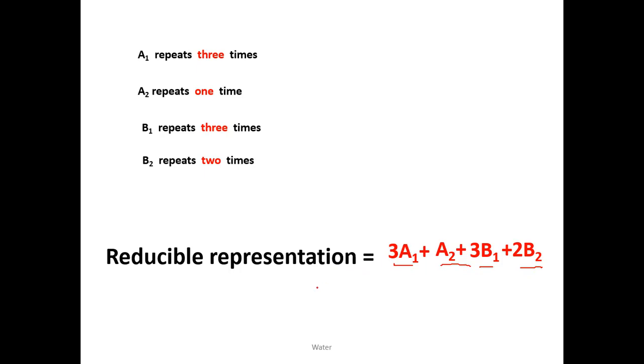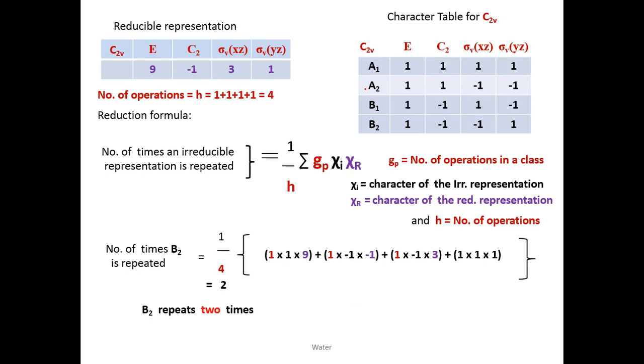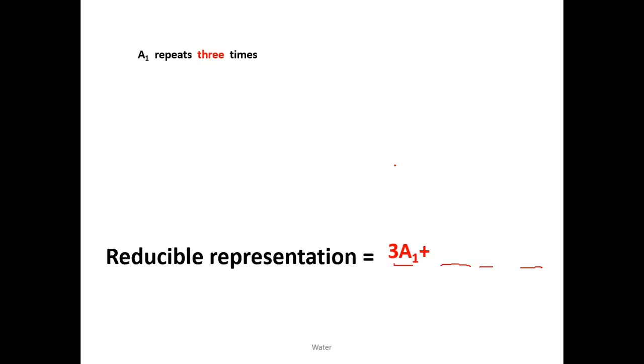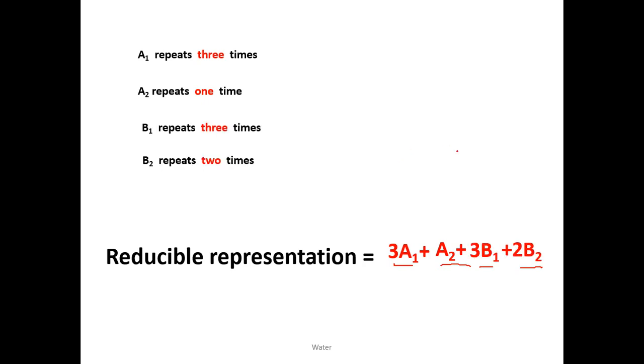That is one way by which you can check whether what you have written is correct. If you look at the character table, the dimensions for A1, A2, B1, B2 are 1, 1, 1 and 1. That means when you have the dimension 1, you multiply each of these numbers. The dimension of A1 is 1, A2 is 1, B1 is 1, and B2 is 1, and if you add this together, 3 plus 1 is 4, plus 3 is 7, plus 2 is 9.